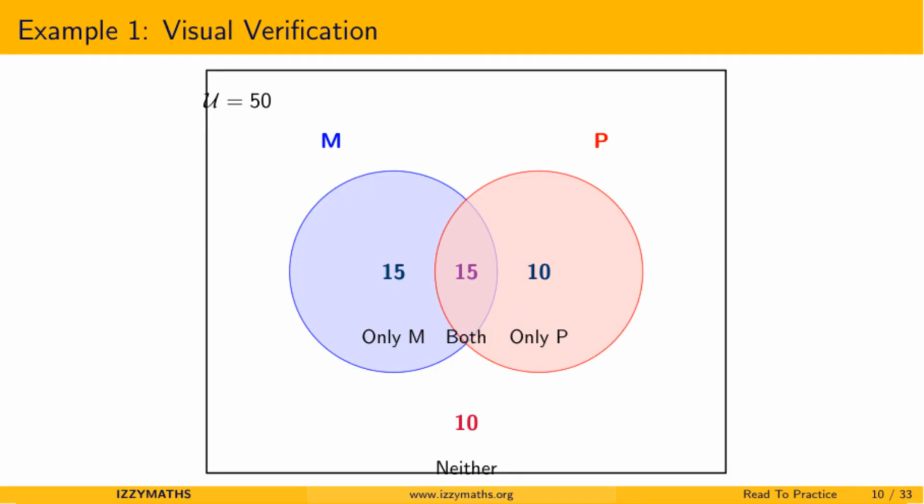Let's verify our solution with a Venn diagram. Looking at our diagram, we have 15 students studying only math, 15 students studying both subjects, 10 students studying only physics, and 10 students studying neither subject. Notice that 15 plus 15 plus 10 plus 10 equals 50, confirming our total. The at least one count is 15 plus 15 plus 10 equals 40, which matches our PIE calculation perfectly.